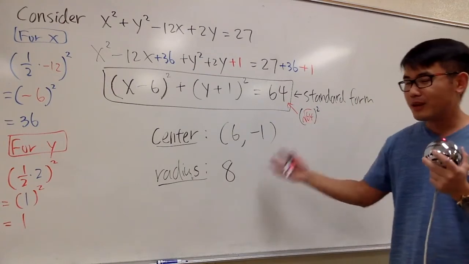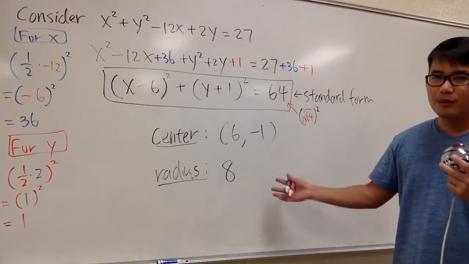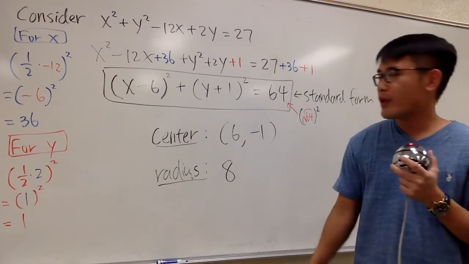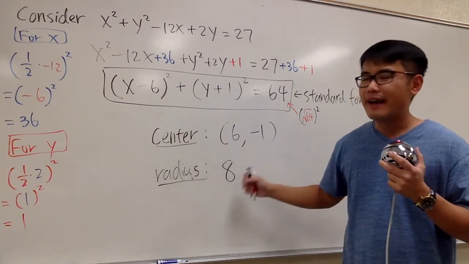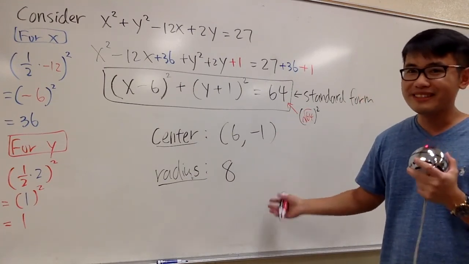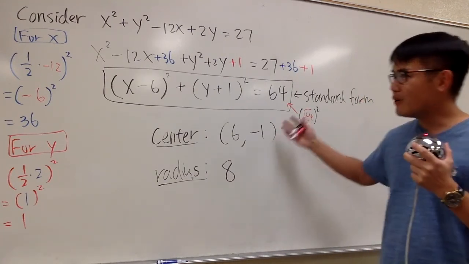Okay, these are the two most important pieces of information for the circle. And I know you guys can draw a circle, and you just have to know where the center of the circle is and how big that circle is. And if you want to make a graph on this, I will leave that to you. But as of now, this is it.